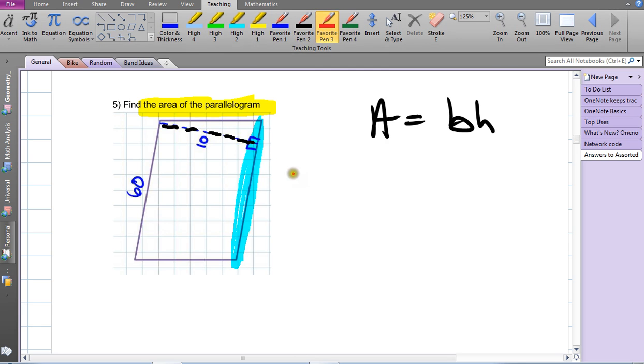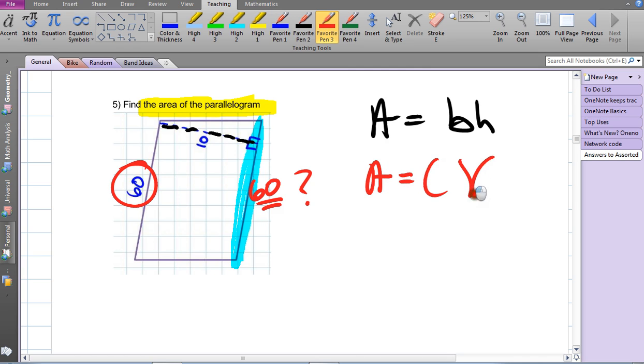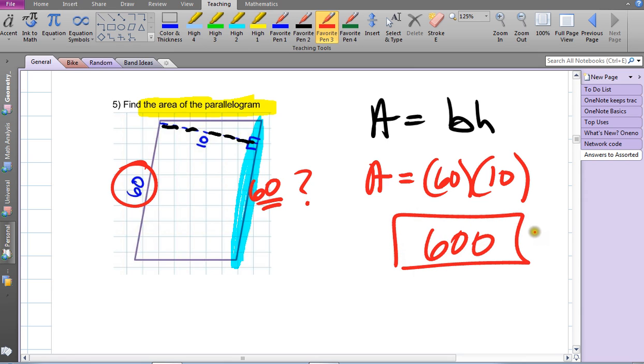It looks like we don't know that side, but if you know the properties of a parallelogram, both pairs of opposite sides are congruent. So we actually have all the information to solve this one. The base in this perspective is 60, and the height is 10. So in this case, it is 600 square units.